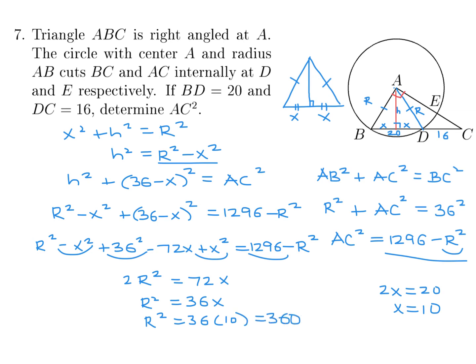And there we go. We are pretty much at the final step right here. All we needed to do was figure out r squared, and we just did. 360. And 1296 minus 360 is 936. And that's the answer to number 7.